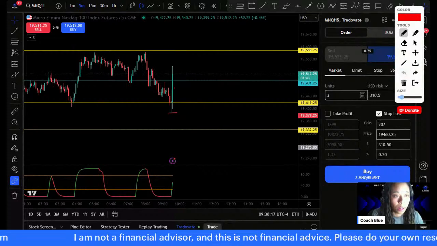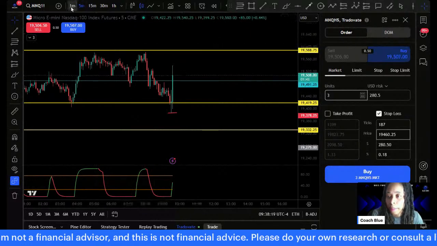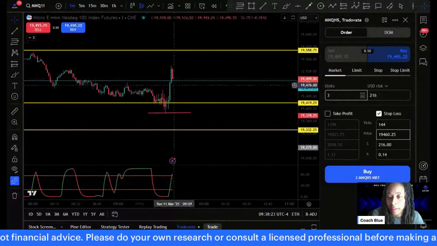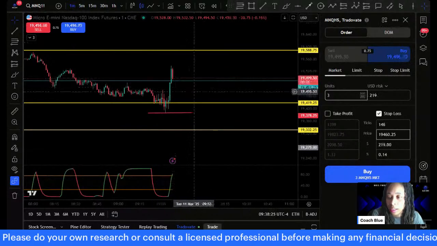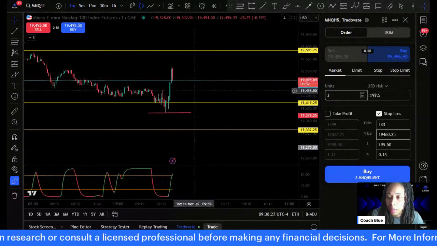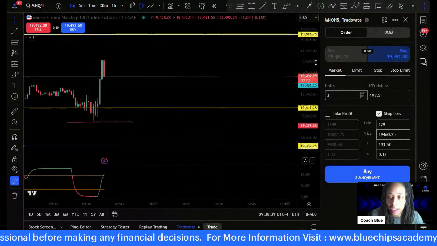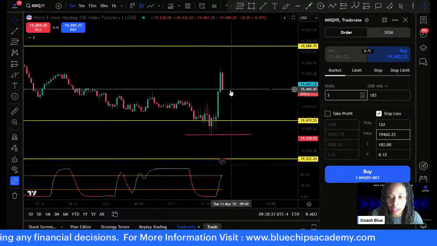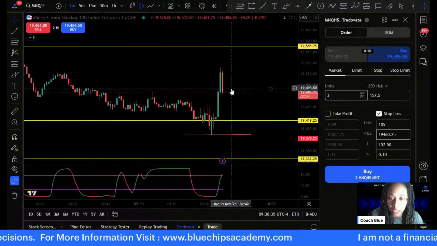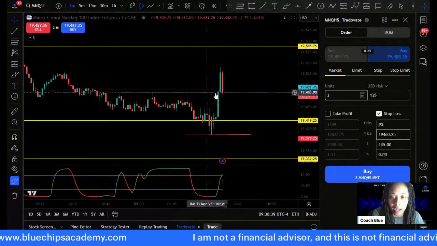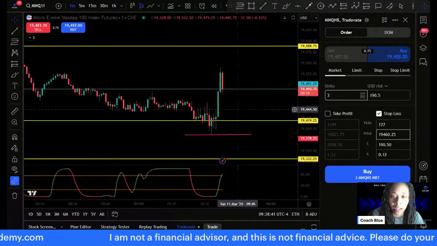All right, let me go to my 1 minute. Okay, so there's our pullback. Here's our pullback right here. This is what I wanted to see. Remember, this is our first level of support. Let's see if this candle closes above this level right here, guys. If it closes above this level, then this is our pullback. If it comes back down, then that's not our pullback.